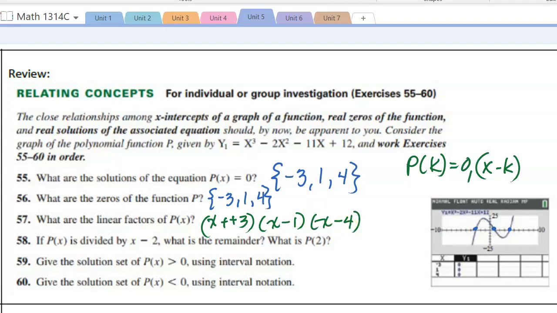If p of x is divided by x minus 2, by the remainder theorem, we know that p of 2 is equal to some number that will create the point 2, some number. From the graph, you can estimate that the point would be 2, -10. So the remainder of the division of p of x by x minus 2 is going to be -10.